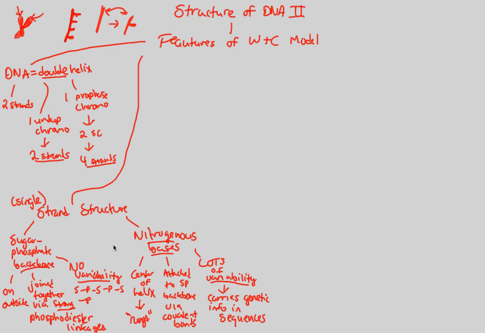So again, let's make sure we understand the single strand structure that's drawn here. It consists of a sugar phosphate backbone, that strong part of the ladder right here, joined together via these phosphodiester linkages. No variability. The nitrogenous bases are then linked right here. This is going to be strong covalent bonds that are going to provide lots of variability.